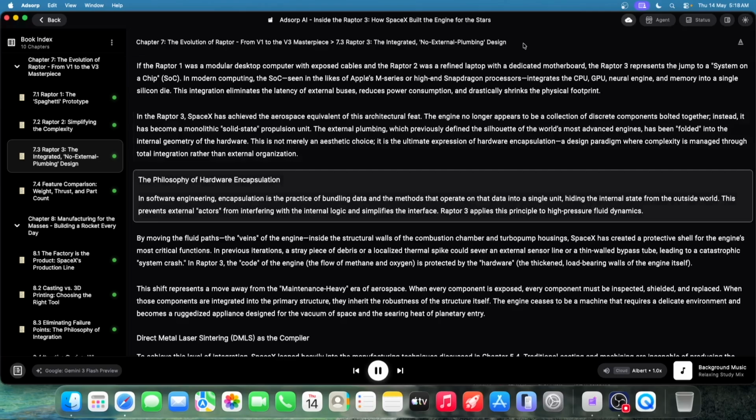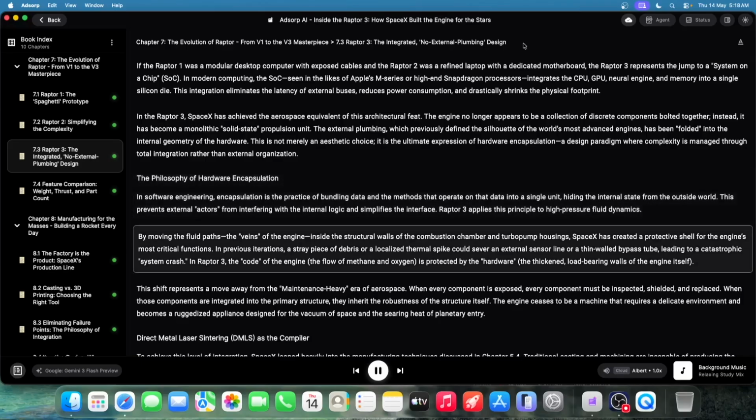In the philosophy of hardware encapsulation. In software engineering, encapsulation is the practice of bundling data and the methods that operate on that data into a single unit, hiding the internal state from the outside world. This prevents external actors from interfering with the internal logic and simplifies the interface. Raptor 3 applies this principle to high-pressure fluid dynamics. And by moving the fluid paths, the veins of the engine, inside the structural walls of the combustion chamber and turbopump housings, SpaceX has created a protective shell for the engine's most critical functions.